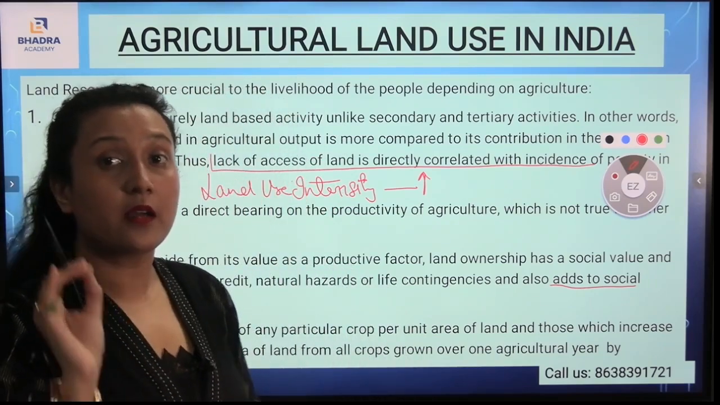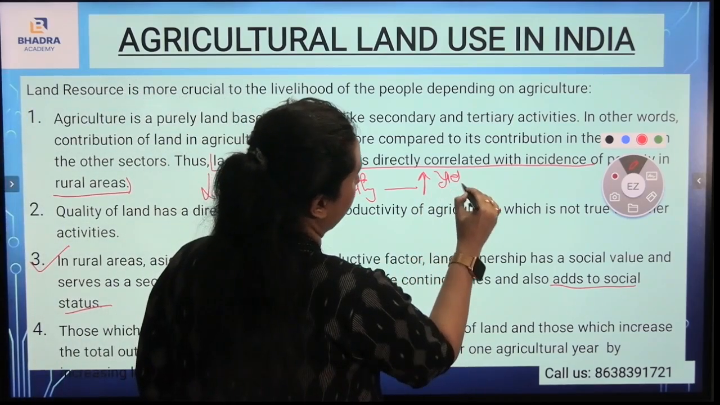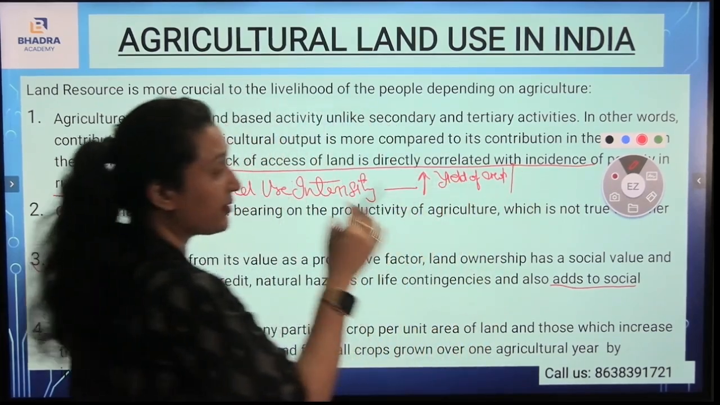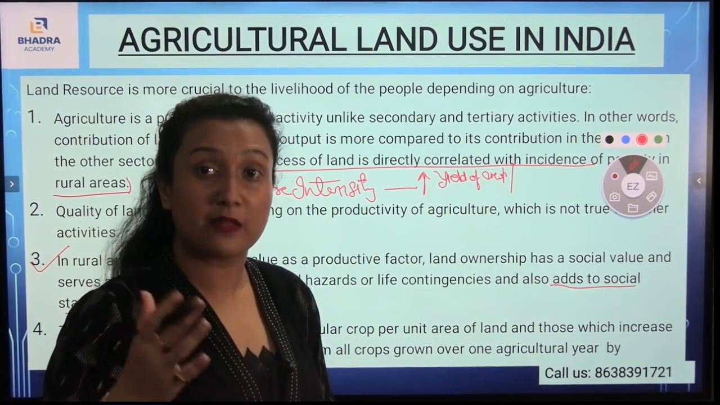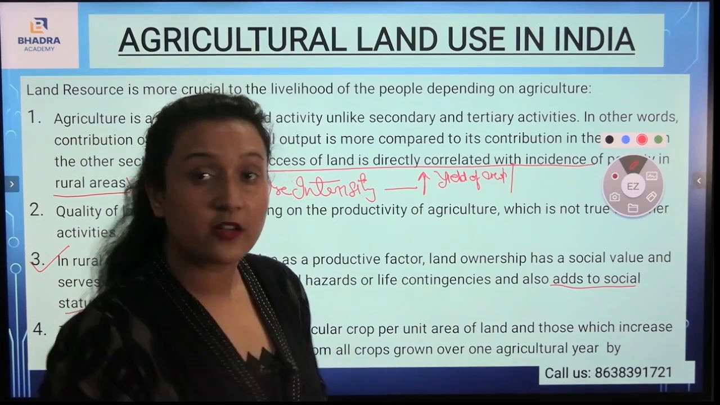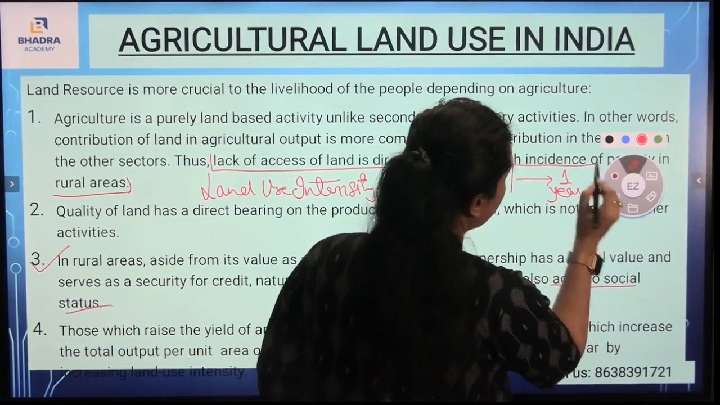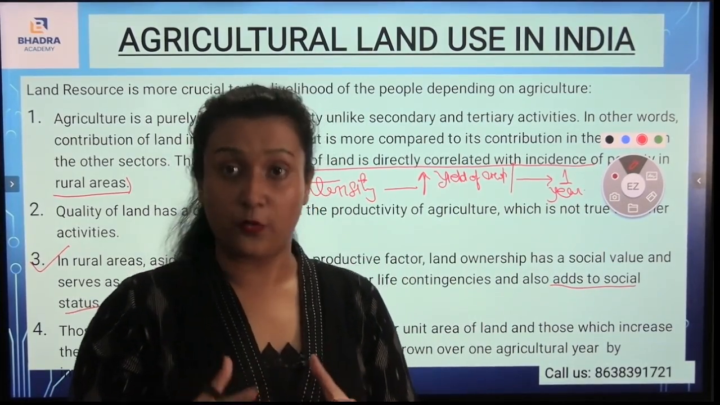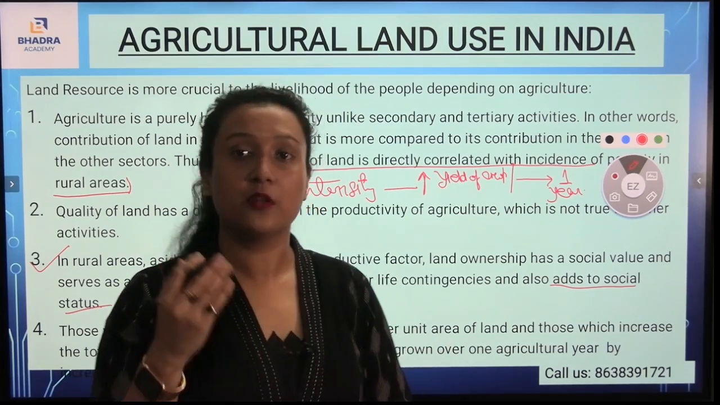In land use intensity, first comes the yield of a particular crop, and second comes how many crops have been grown on a particular piece of land and how it is contributing to the economic activity in that agricultural year. The agricultural year is of 1 year. Now, within that agricultural year, how many crops have been grown on that particular piece of land actually increases the land use intensity. I hope the fourth point is clear.